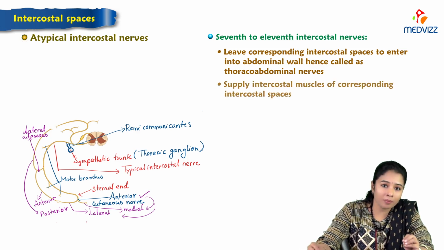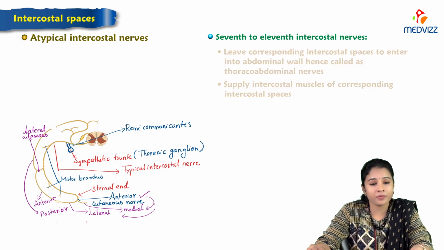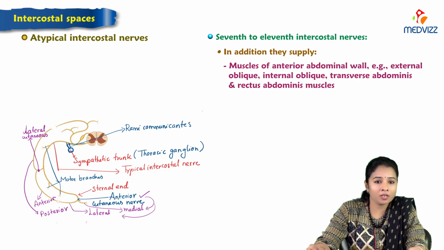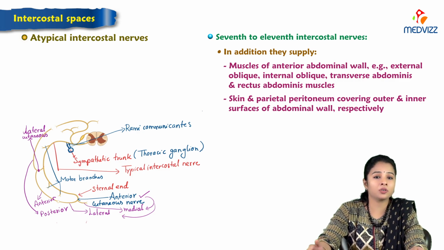And these nerves supply the intercostal muscles of the corresponding intercostal spaces. In addition, they supply the muscles of the anterior abdominal wall like external oblique, internal oblique, transversus abdominis and rectus abdominis muscle. Skin and the parietal peritoneum covering the outer and inner surface of the abdominal wall are also supplied by these 7th to 11th intercostal nerves. So these are the atypical intercostal nerves.